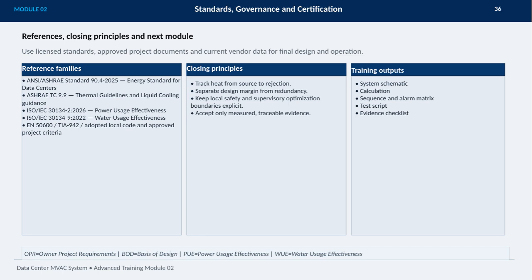When finalizing your design, always track heat from its source all the way to rejection. Clearly separate design margins from redundancy, and maintain explicit safety and supervisory boundaries. Importantly, only accept data that is measured and traceable. Your training outputs should include system schematics, calculations, sequence and alarm matrices, test scripts, and evidence checklists to ensure comprehensive documentation. With these principles in mind, you're well prepared to move forward confidently.